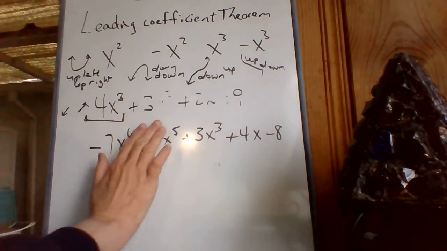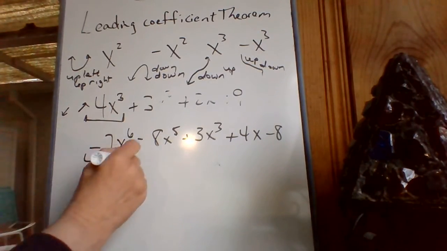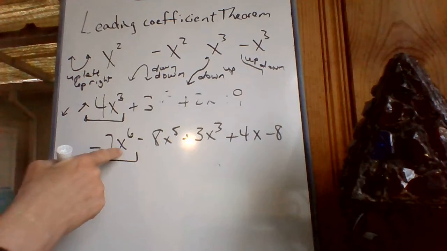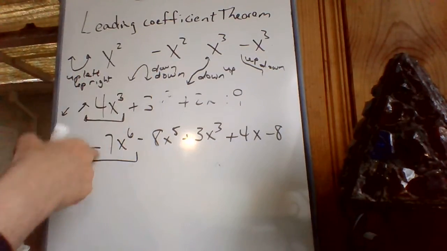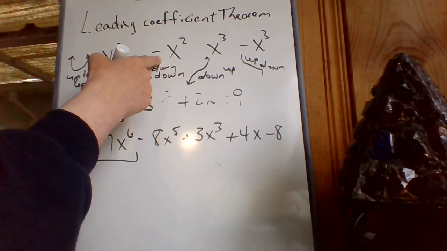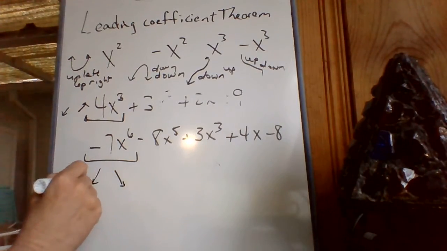So here's another one. Again, just ignore everything out here. You're just looking at the leading term. It's x to the 6, so that's kind of like x squared because it's even. It's got that negative in front of it, so negative and even, that's going to be down and down. So I'm just going to draw that on my paper.